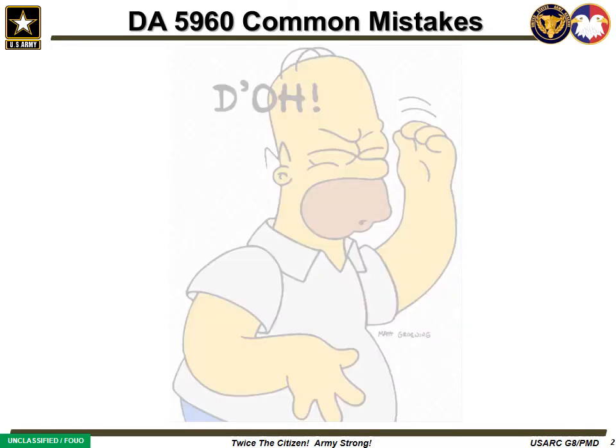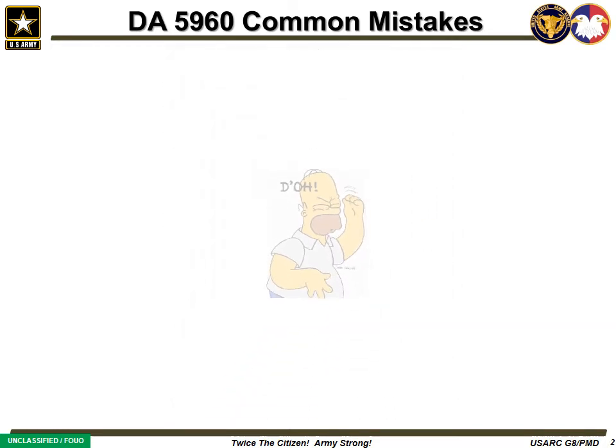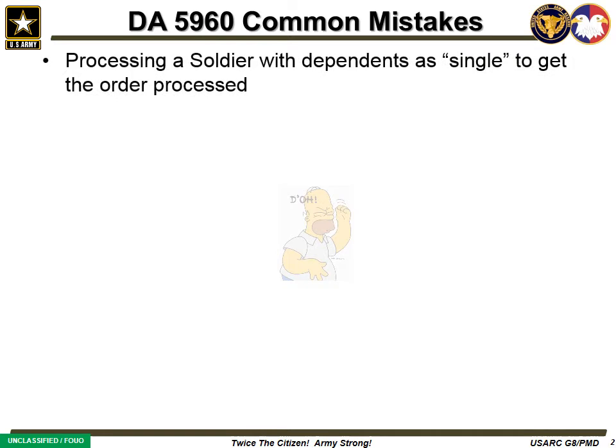First mistake: processing a DA Form 5960 for BAH without dependents for a soldier who has dependents simply to pay an order. Some units do this when they need to pay an order but do not have the soldier's dependent documentation. Do not do this.